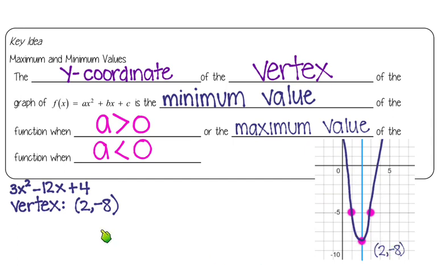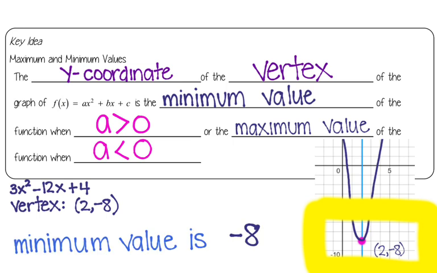And we had the vertex, 2, negative 8. Well, this right here is the lowest point. So we say, oh, that's my minimum. And the value is how far down did it go? It went down to negative 8. So therefore, my minimum value, and that's the key, is the minimum value is negative 8.